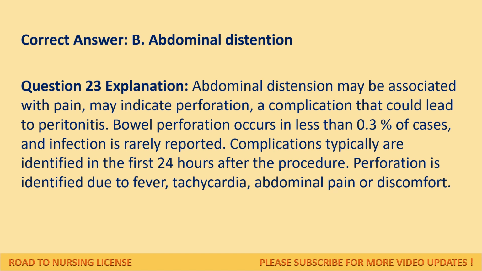Question 23. Explanation. Abdominal distension may be associated with pain, may indicate perforation, a complication that could lead to peritonitis. Bowel perforation occurs in less than 0.3% of cases, and infection is rarely reported. Complications typically are identified in the first 24 hours after the procedure. Perforation is identified due to fever, tachycardia, abdominal pain or discomfort.